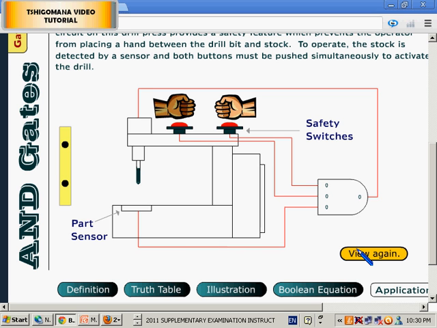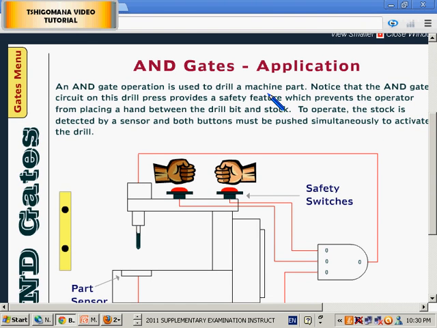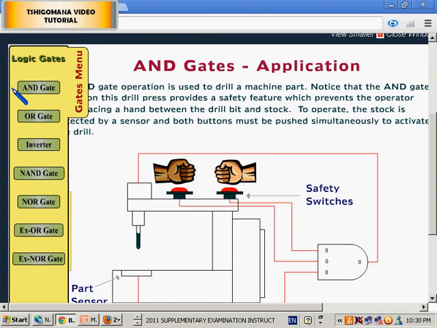Alright, that is all I have for you when it comes to the AND gate. Now, let us go and look at another gate. This other gate is what we call the OR gate.